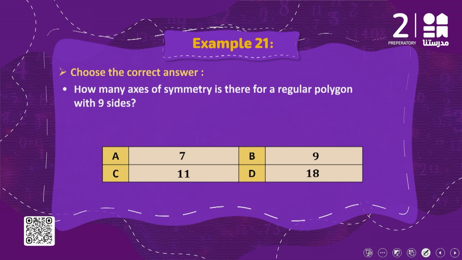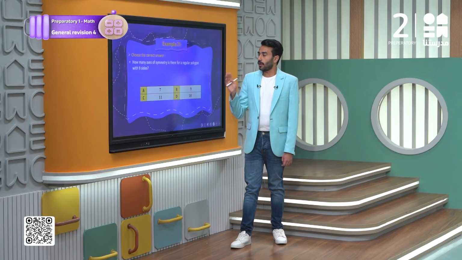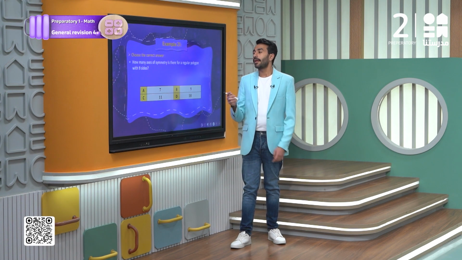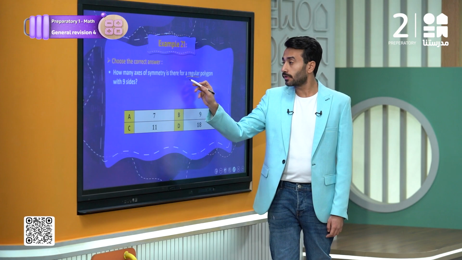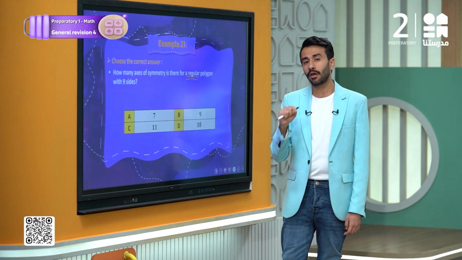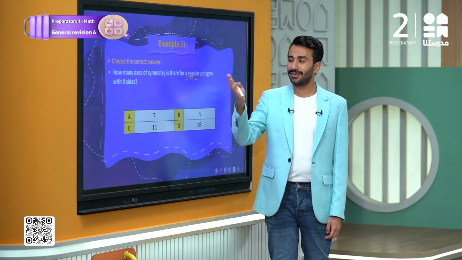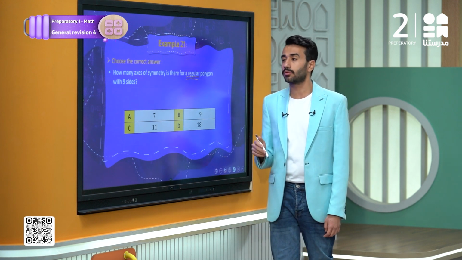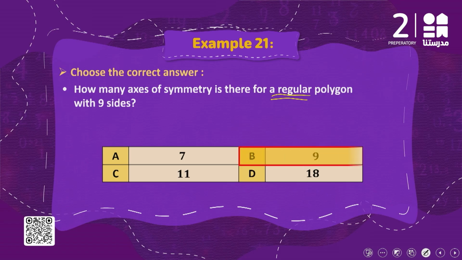How many axes of symmetry are there for a regular polygon with 9 sides? When you have a regular polygon with 9 sides, for sure we have 9 sides, we have 9 angles, 9 vertices, and if it's regular, it will be 9 lines of symmetry, or 9 axes of symmetry, and also 9 rotational symmetry. So simply the answer is 9.